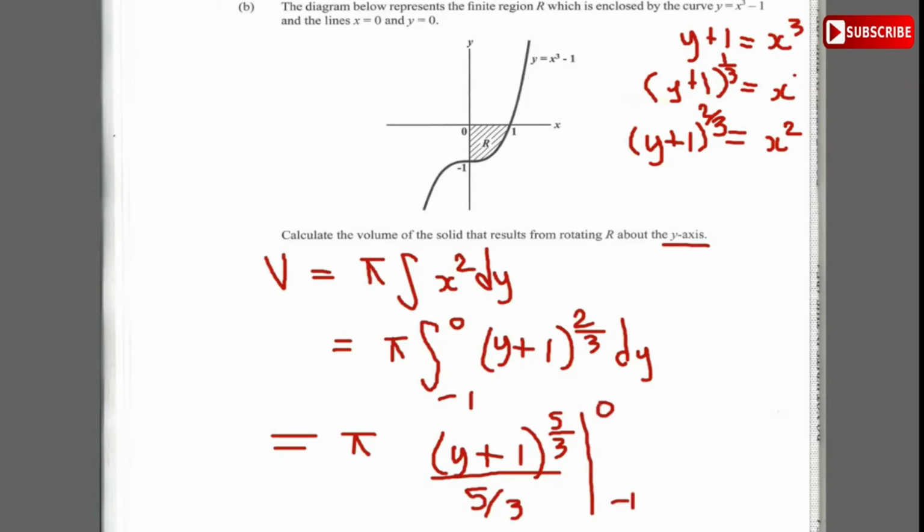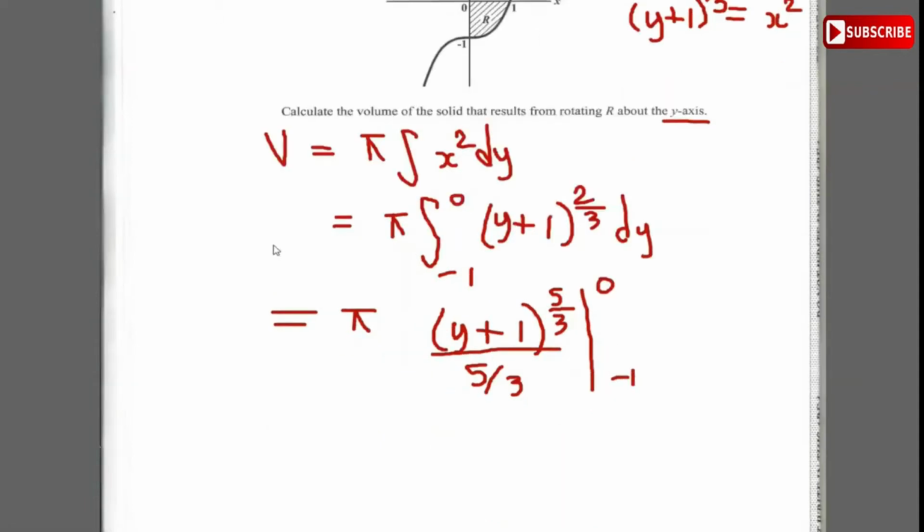So let's work this out. This is equal to pi times, now I'm going to factor out 3/5 and write it as 3 pi over 5. And then I'm just going to plug in minus 1 and 0. So plugging in 0 first, I get 0 plus 1 to the 5/3, which is 1. 1 to anything is 1. And I plug in minus 1, I get 0.